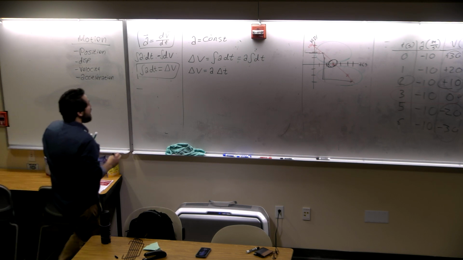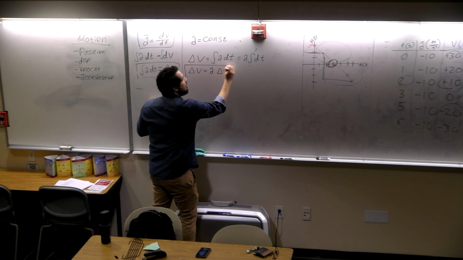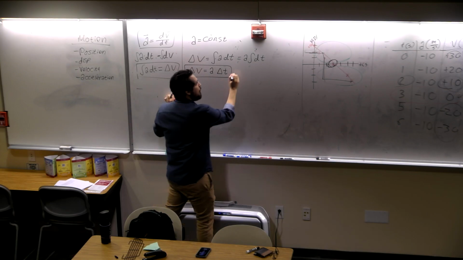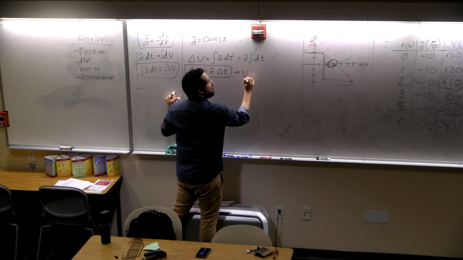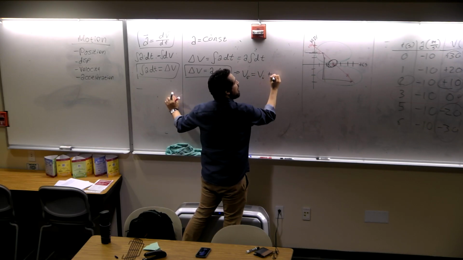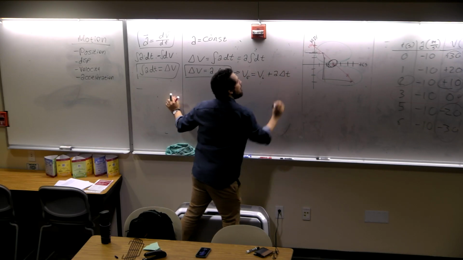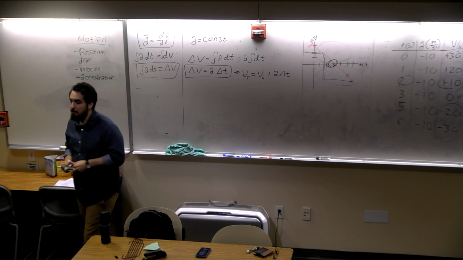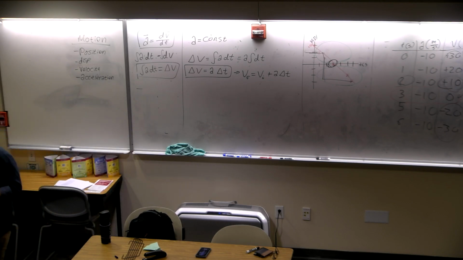We move on to say, well, this, or more commonly written, V final is equal to V initial plus acceleration delta t, where I just break that delta V up into being V final minus V initial, pull that V initial over to the other side. This can be taken one step further.